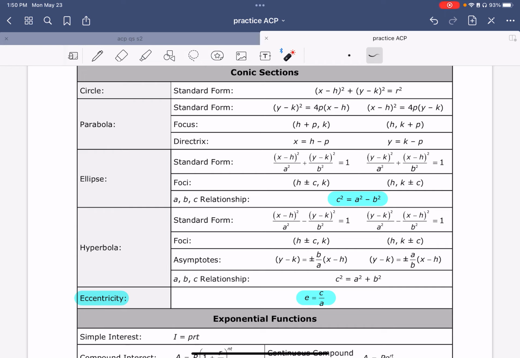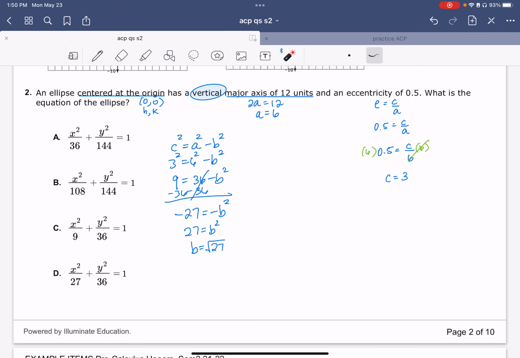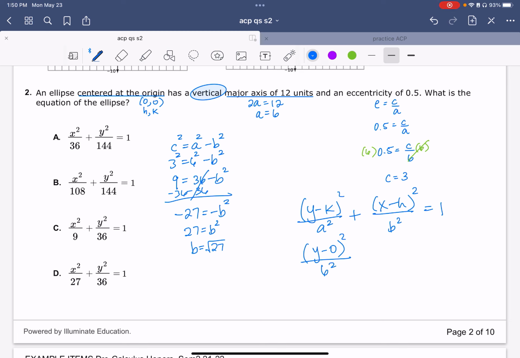This ellipse was vertical, so we're going to be following this standard form, y minus k squared over a squared plus x minus h squared over b squared equals 1. Okay, y minus k, that's y minus 0 squared. A squared is 6. X minus h, where h is 0. And b is the square root of 27 squared.